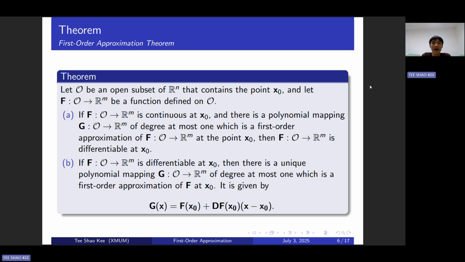So, what is the intuition behind this theorem? Well, differentiability at a point means that the function behaves almost like a linear transformation near that point.